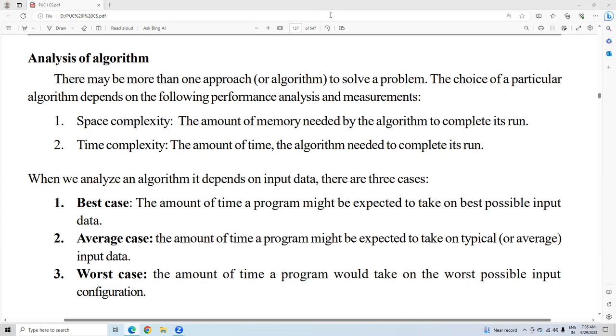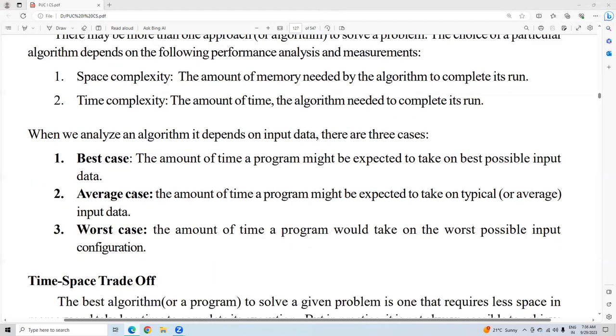Space complexity says how much memory it is consuming. That algorithm, how much memory it will consume to complete its execution. Time complexity is the amount of time the algorithm needs to complete the execution of the program. When we analyze an algorithm, it depends on input data. There are 3 cases: best case, average case, worst case.